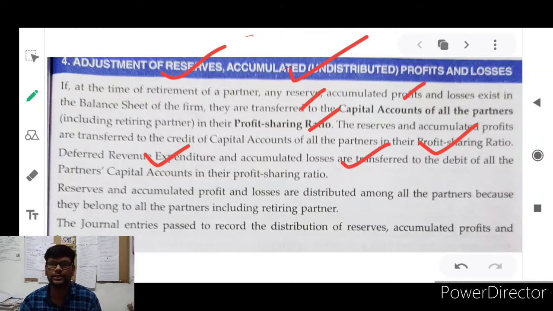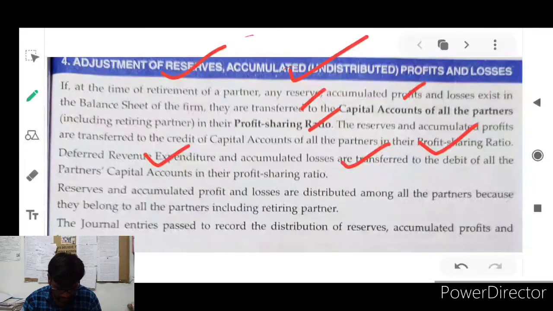So this kind of expenditure will be transferred to the partners' capital account debit side, including the retiring partner's capital account, isn't it? That too, they are using only the existing profit and loss sharing ratio to share all profits or losses, reserves or undistributed profits, or that deferred revenue expenditure, everything. They are utilizing the existing profit and loss sharing ratio, not the new ratio. Okay, you have to keep it in mind.